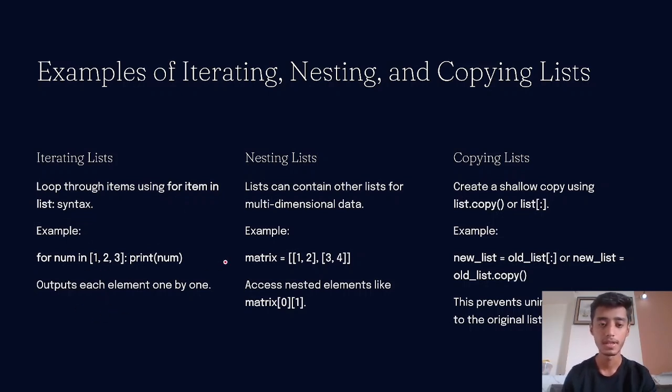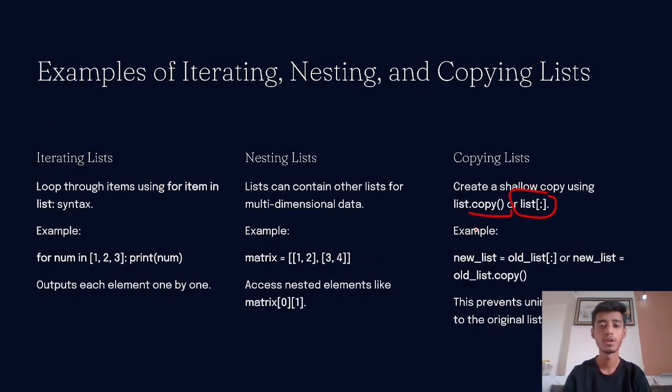Now let us see nesting list. A list can contain other lists for multidimensional data. Example, your matrix is given as this. Here a two-dimensional list is created. To copy a list, we can use the copy function or list slicing method; you can use this.